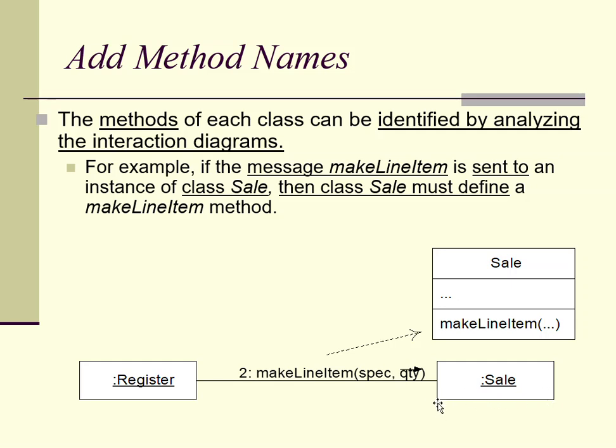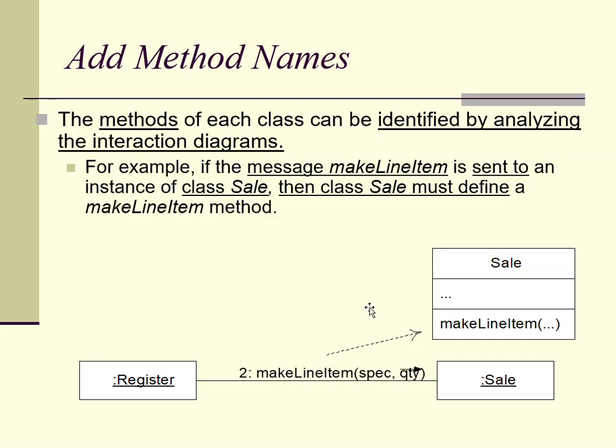Not where it is coming from, but where it goes. Because if I want to ask you about something you know, I send the message to you. Not the sender, but the receiver. That's where the method should be. Be careful, this is very important. So here, make line item will be in the sale class, and this object is created from the sale class.